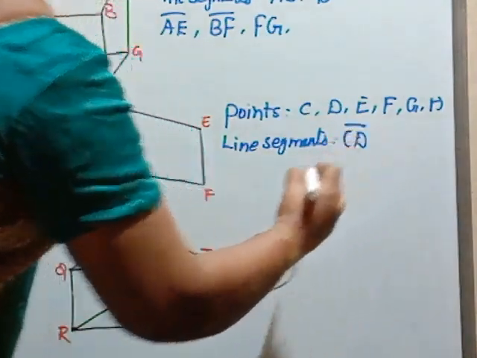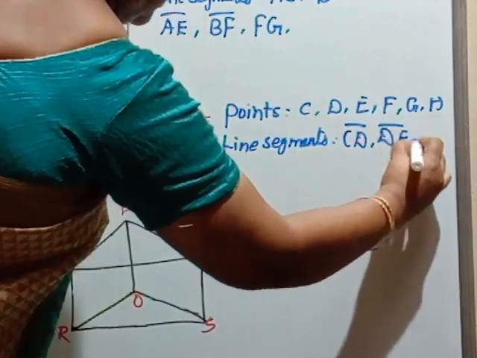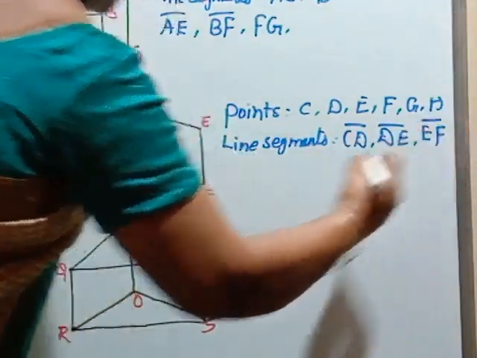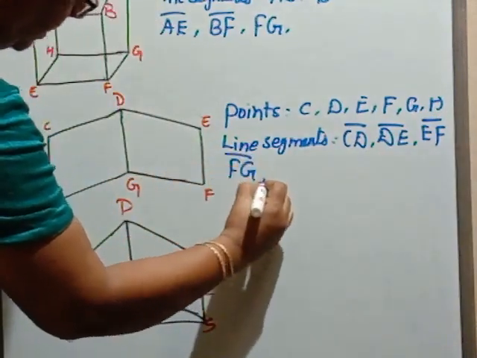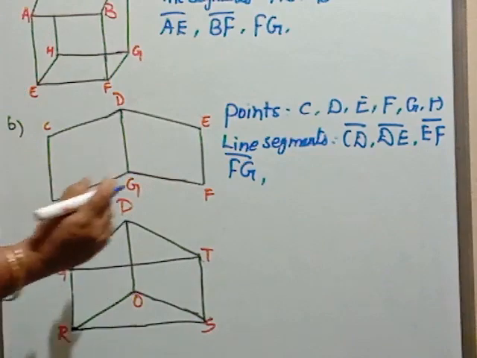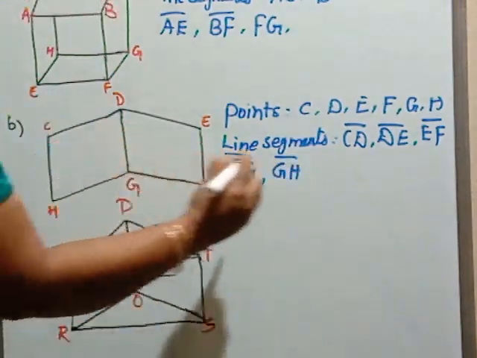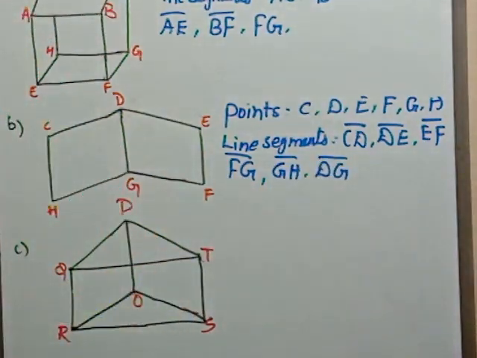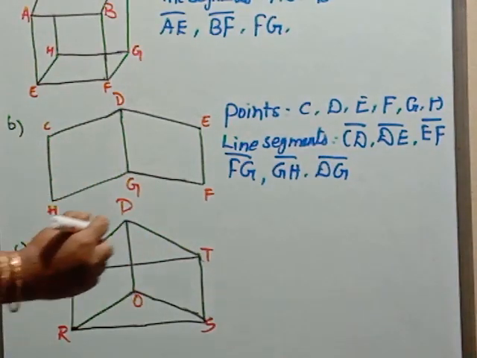CD is one line segment. DE is the other line segment. Then EF is one more line segment. Then FG, one more line segment. Then from G to H also one line segment. Then DG also one line segment. You can write. They are asked 5. How many lines are there? You write. Now see the third figure.